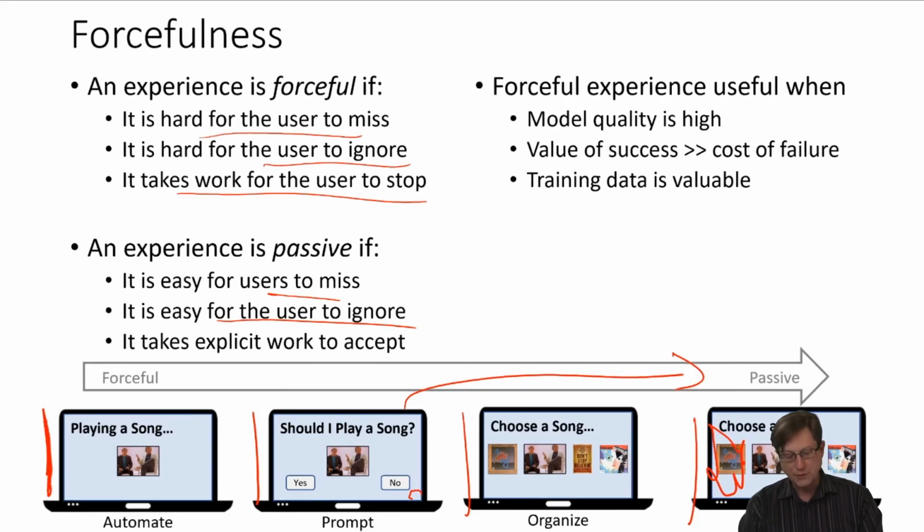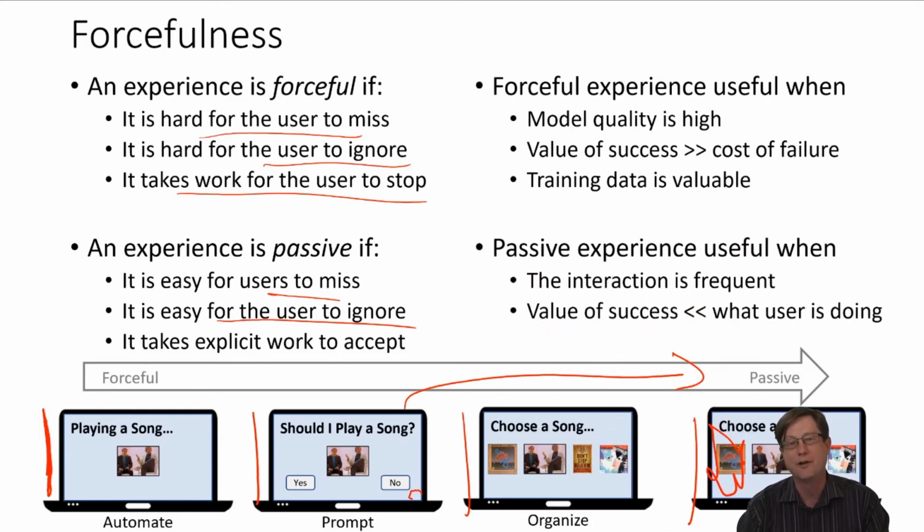And like I said, you would use a more forceful experience when your model quality is high, when the value of success is way greater than the cost of failure, and when training data is valuable. If you want to force your user to have an interaction or force them to experience that mistake so you can learn from it, sometimes that's the right thing to do, and sometimes it's even the right thing to do for the user you do it to in the long run. I mean, users of these systems can actually appreciate what you're doing for them and be like, yeah, okay, sure, whatever, I got a mistake, but I understand that I'm making the system better for everyone else.